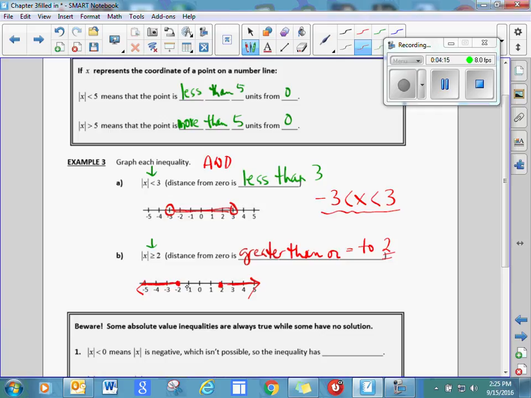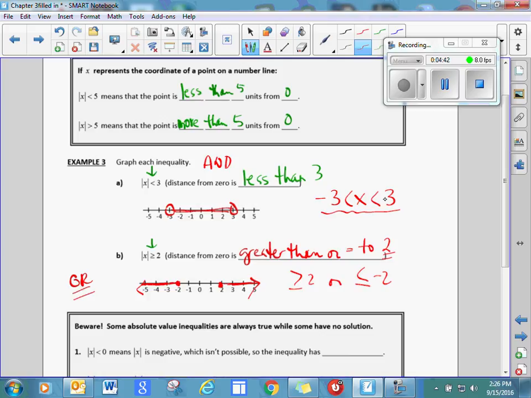So this might remind you of an or type statement back in 3B. Their graphs look like this. The and graphs look like this. So algebraically, the only way we can write this is x greater than or equal to 2 or x less than or equal to -2. There's no way to combine them in a statement like we did up here.